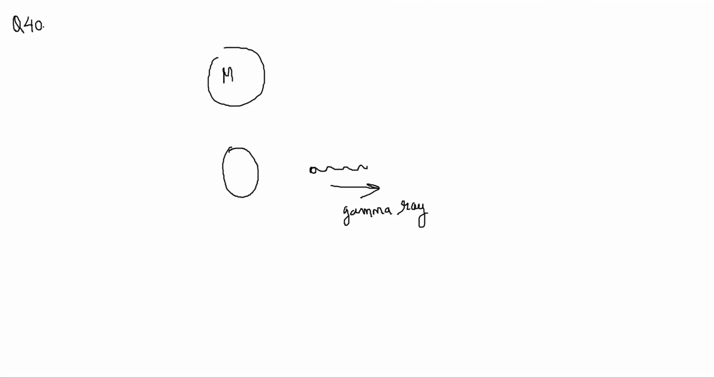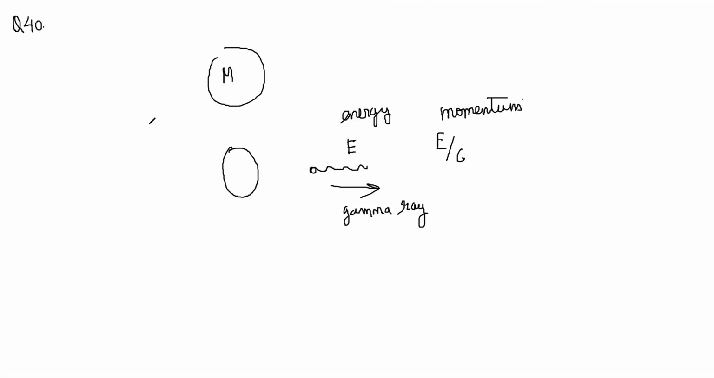So suppose there is a nucleus of mass m. In the decay process, suddenly a gamma ray comes out. This gamma photon has energy E and linear momentum E by c. And he's saying the internal energy of a nucleus of mass m decreases. Fine.